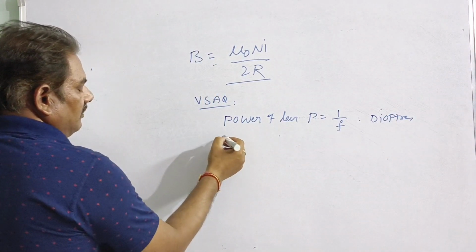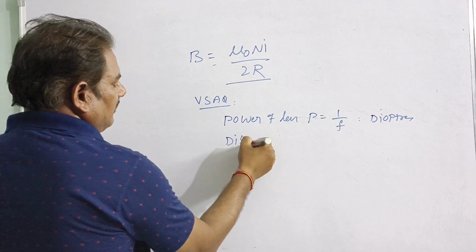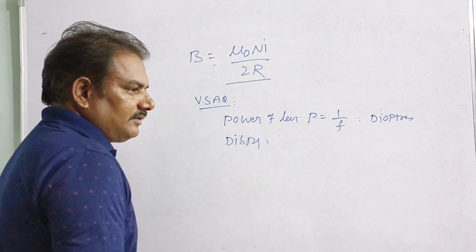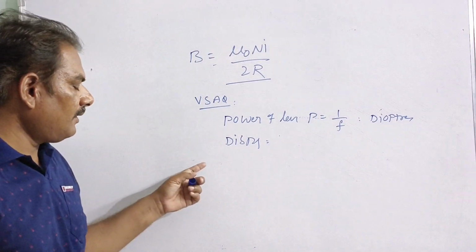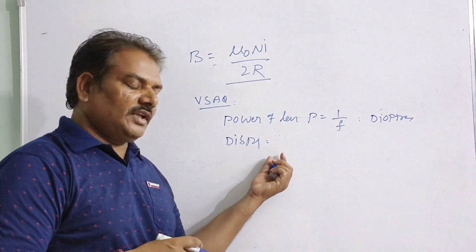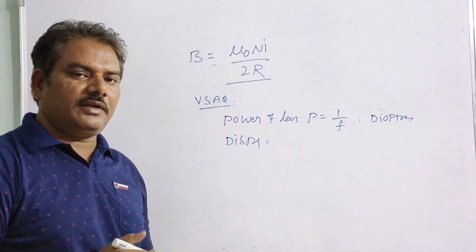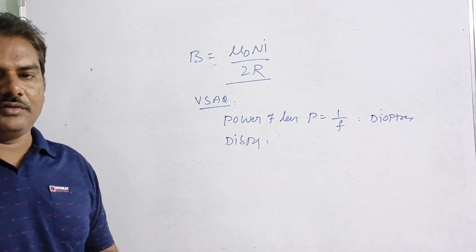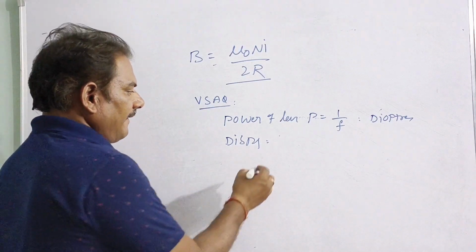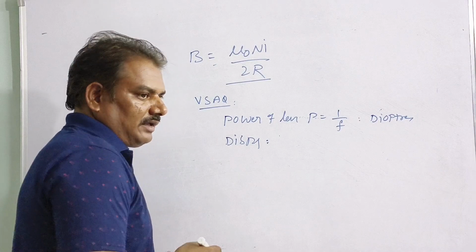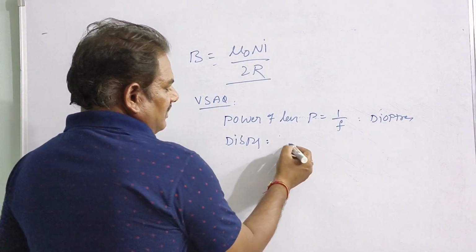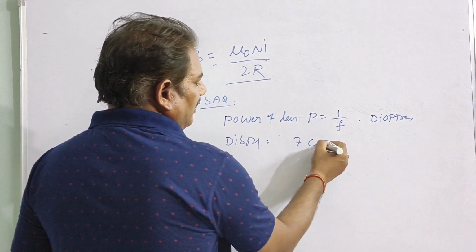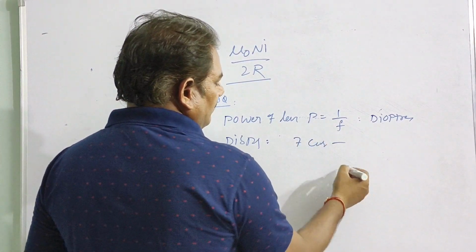And next, what is the dispersion of the light? Dispersion of the light means a white light is split into 7 constituent colors. That is called the dispersion of the light.